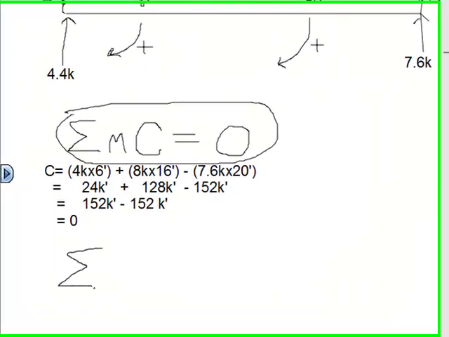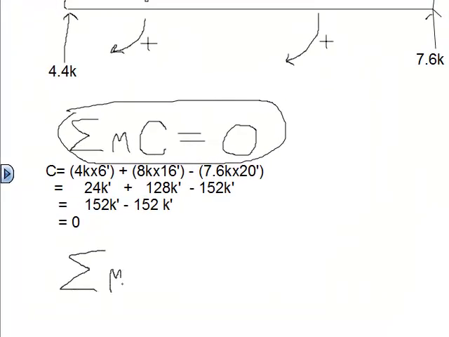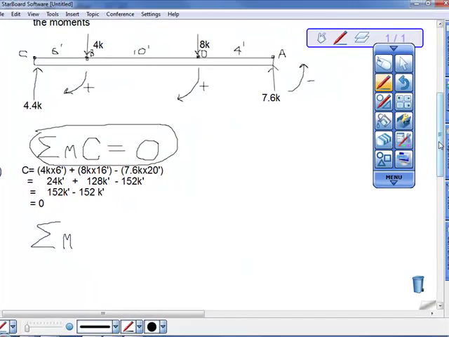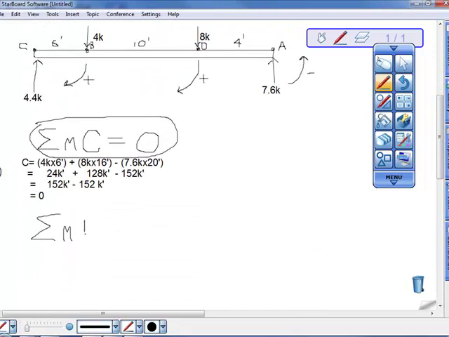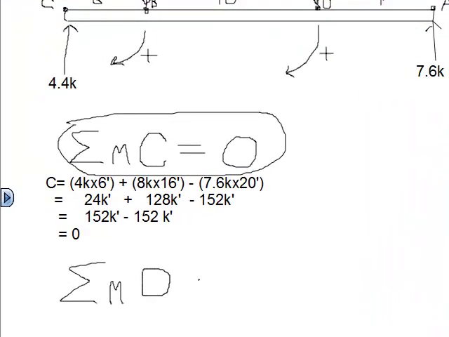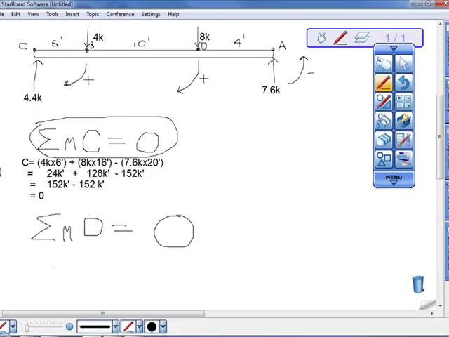The next one they want you to write too. So the next one will be the sum of the moments about D. That has to equal 0 too. So you can see that. So you got to figure out your equation.